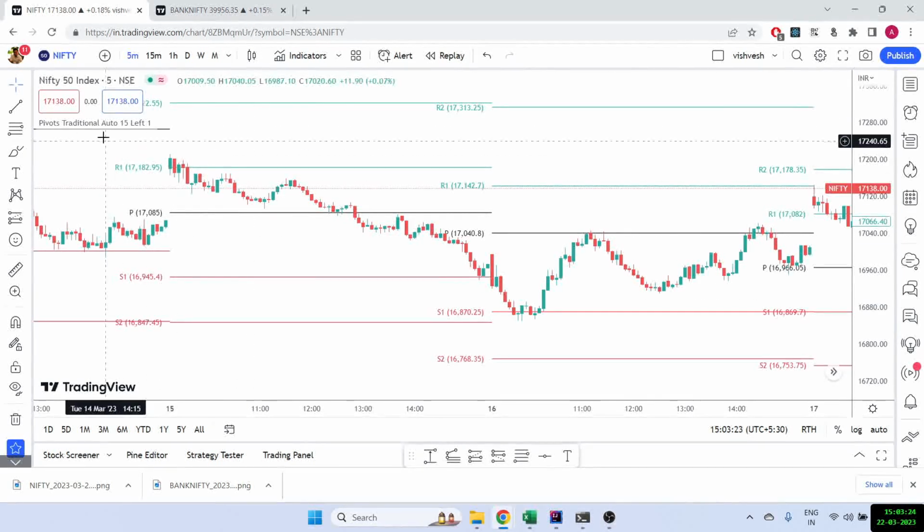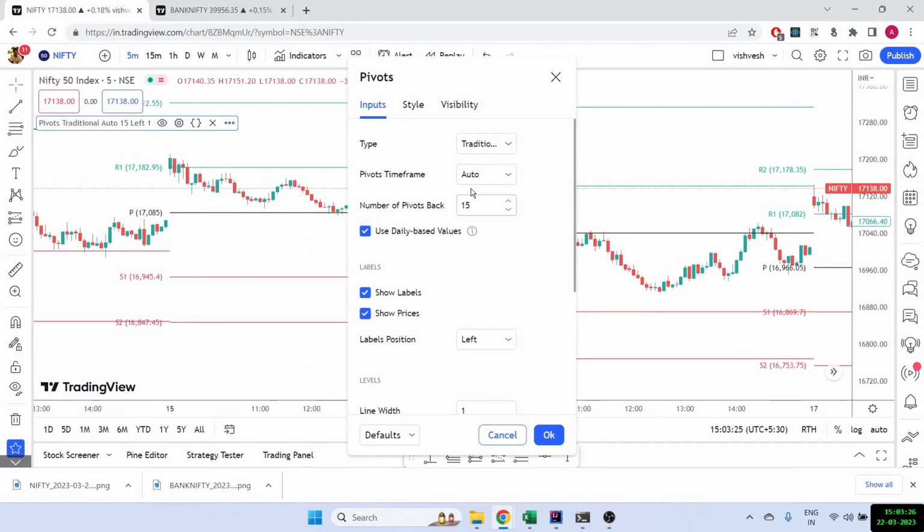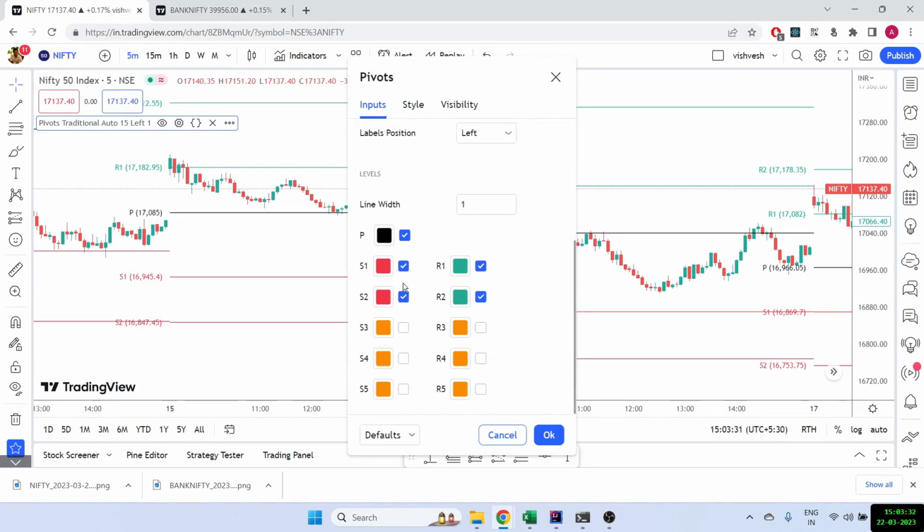So let me first show you the settings. The pivot points are the normal pivot points, so there is no change in the settings. All I've done here is I'm only using S1 and S2 and R1 and R2, and I'm not using the other S3, S4, S5 and R3, R4, R5. I'm only using P, S1, S2 and R1 and R2.